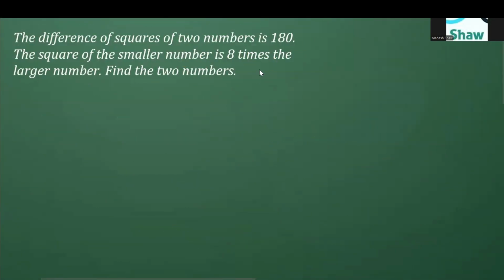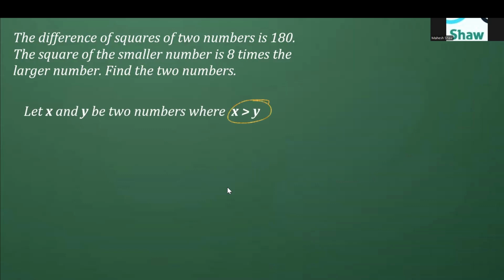In this word problem from the chapter quadratic equations, it says the difference of the squares of two numbers is 180 and the square of the smaller number is 8 times the larger number. We have to find the two numbers. We'll begin by letting the two numbers be x and y, and it's important to remember one is greater than the other. So I took x being greater than y, right?